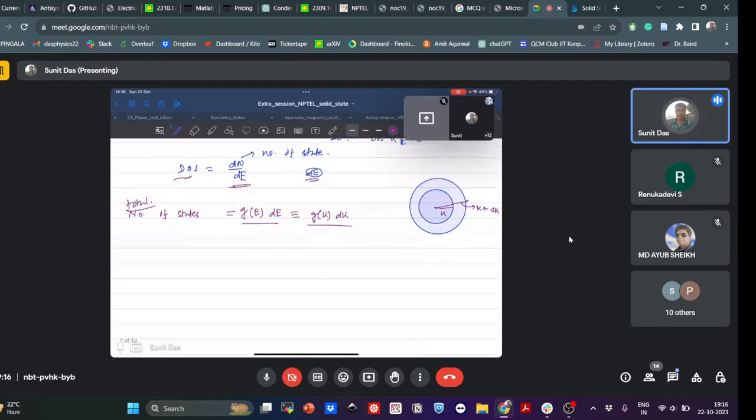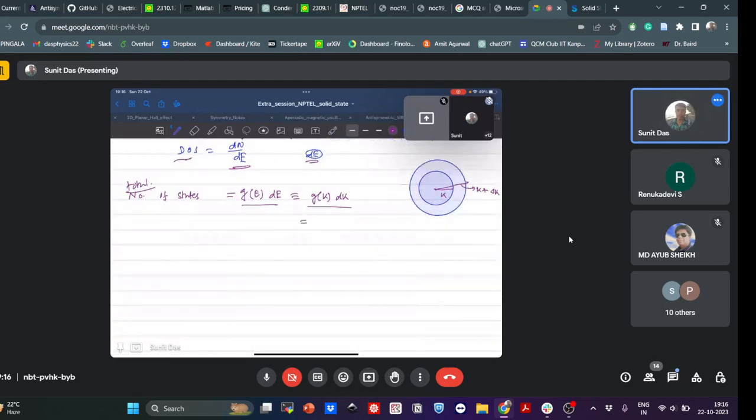And this g(K)dK is usually (L/2π)^D. L is the dimension of the sample, which is constant. So I'm giving the generic expression, and then I'll solve for this 2D case, okay.